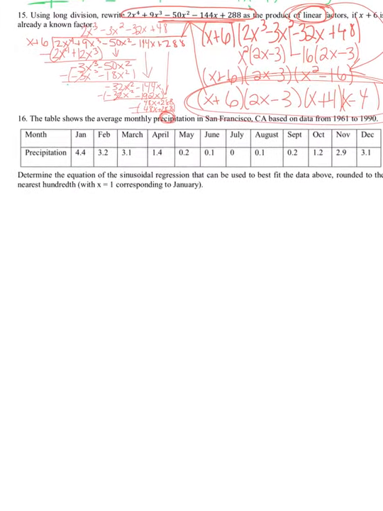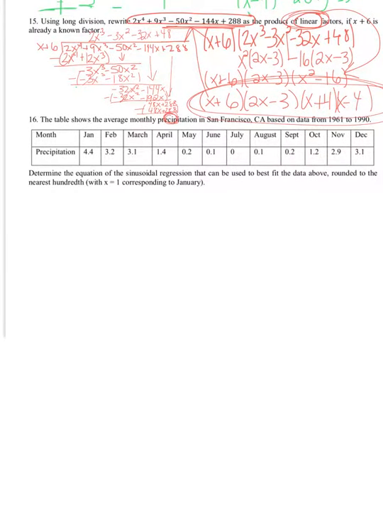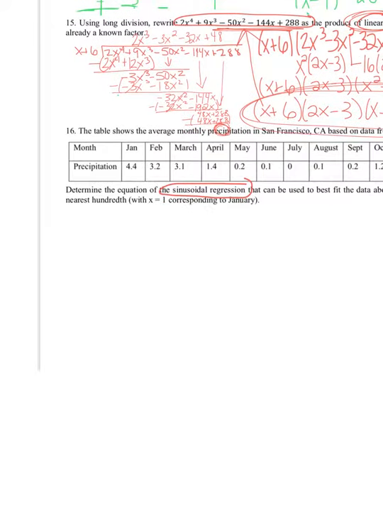All right, and then the last question wants a sinusoidal regression. A sinusoidal regression that can be used to fit the data above. Rounded to the nearest hundredth, x equals 1 is representing January. So in your calculator, you need to make sure that your work is everything that you see on your calculator screen. So this you're going to plug into L1, right, where January is really x equals 1, February is 2, March is 3, so on and so forth. L2, you can plug in 4.4, 3.2, you can plug that in like normal.